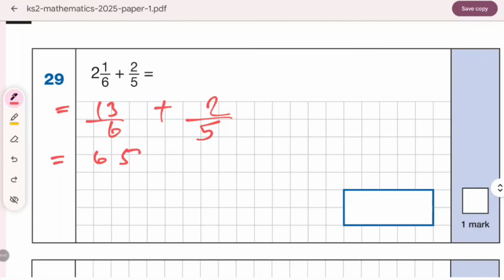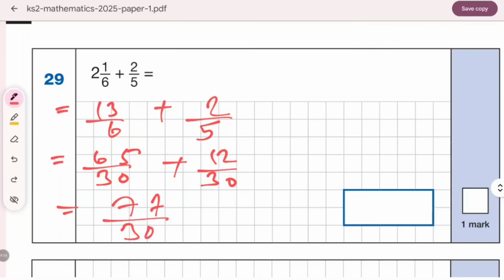So we will get 65 by 30 plus, again we will multiply 6 to numerator and denominator. So we will get 12 by 30. So when we add 65 and 12, we will get 77 by 30, and again we have to change it into a mixed fraction. So we will use the division method here.